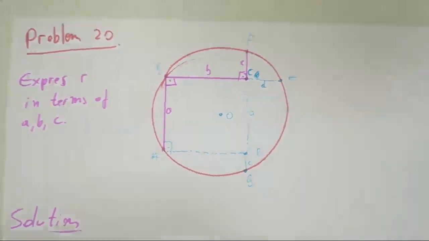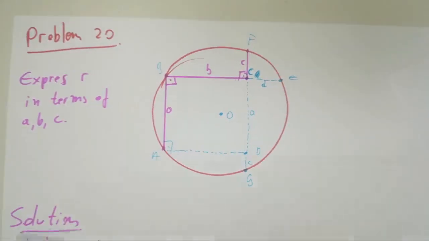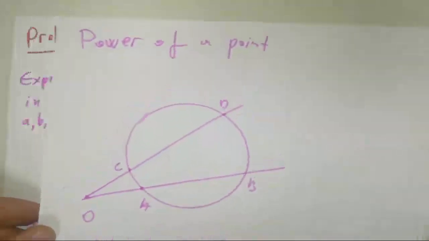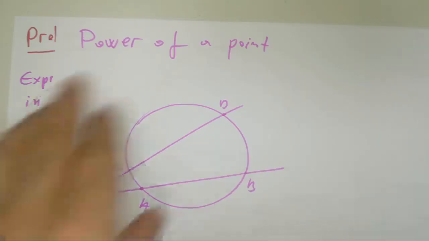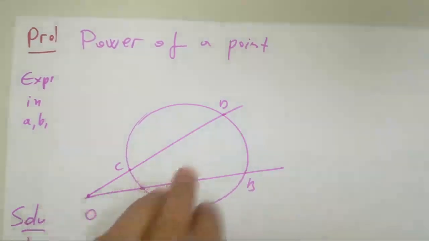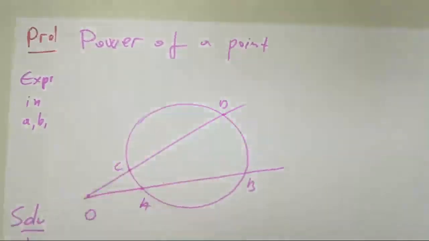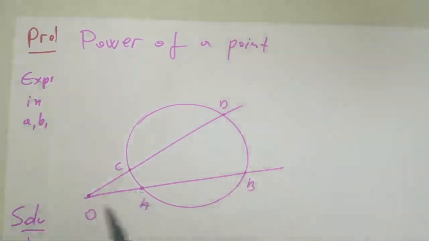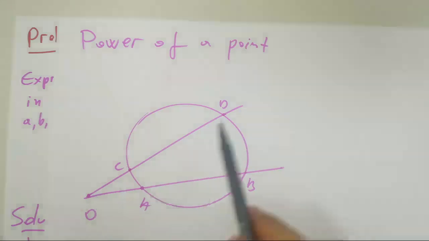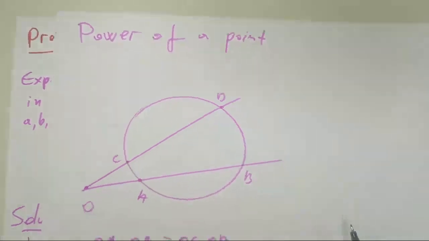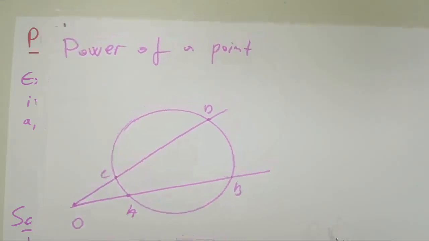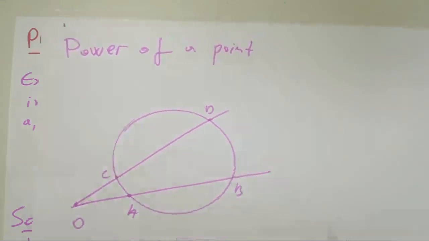We will need something to solve this problem. You maybe heard about power of a point. If you have a circle and a point outside of the circle, it may be inside, just not to be on the line itself. Then OA times OB is OC times OD. If you want to copy this one, it's called power of a point, if you don't know it already.